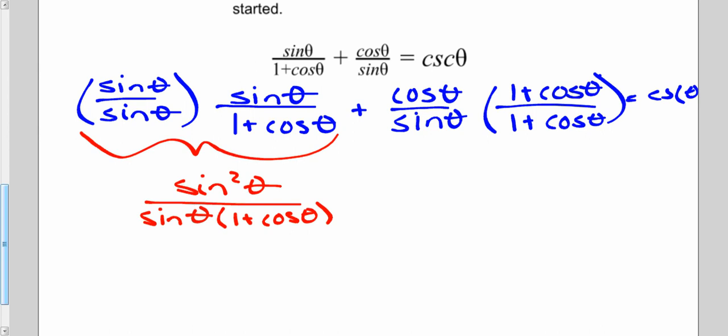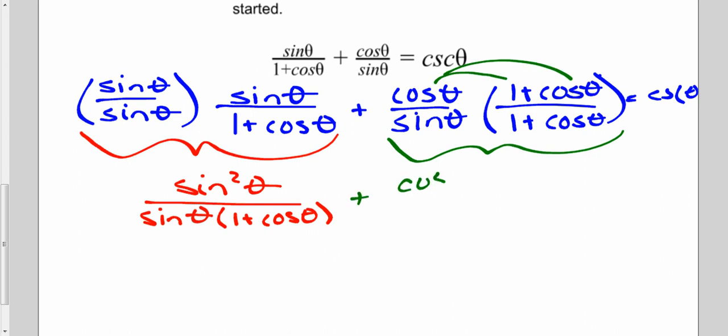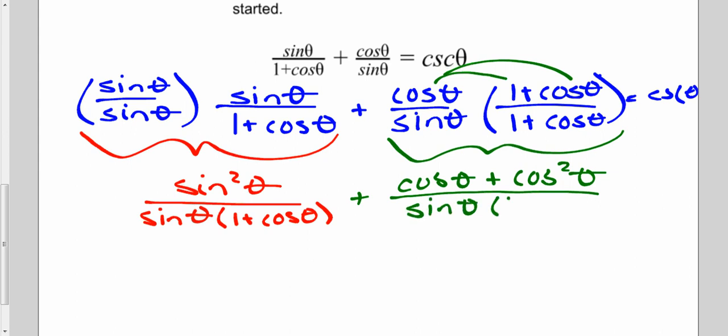How about the one on the right? Let's do that one in green. Distribute, right? Boom, boom. So I'm going to get cosine theta. I'm going to multiply this one through. Plus cosine squared theta. And that's all over, again, leave the denominator factored, sine theta times 1 plus cosine theta. And this all equals cosecant theta. Or does it?